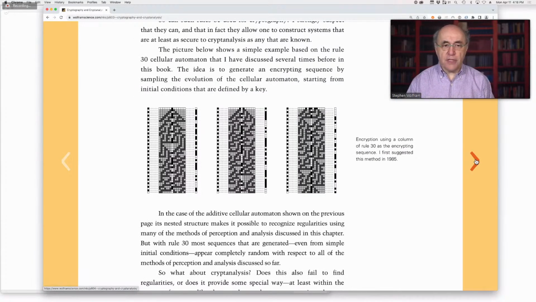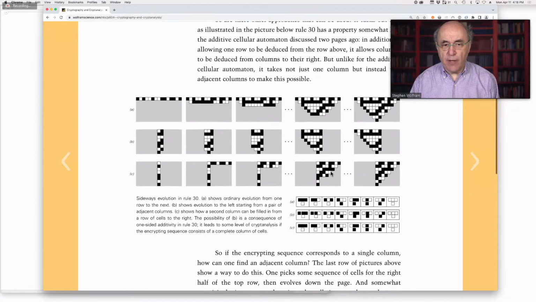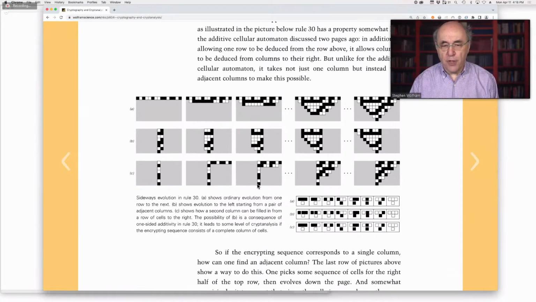Okay, what about rule 30? Here's our friend rule 30, generating its center column being used as a cryptographic sequence. How does that work? Well, we can see whether we can reconstruct rule 30 from just its center column, whether we can reconstruct the initial condition. Turns out rule 30 has the property that if you go in one direction, you can successfully reconstruct it. If you're going to the right here, you can reconstruct it.